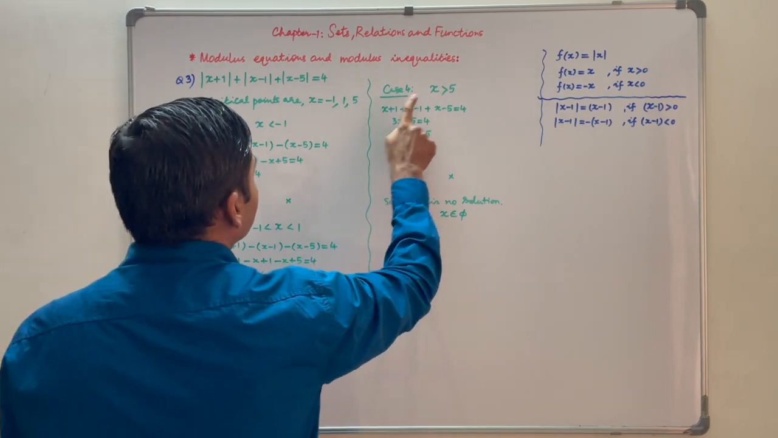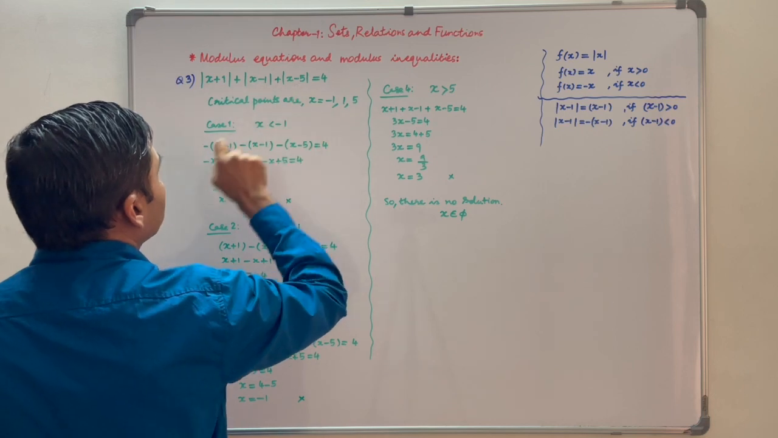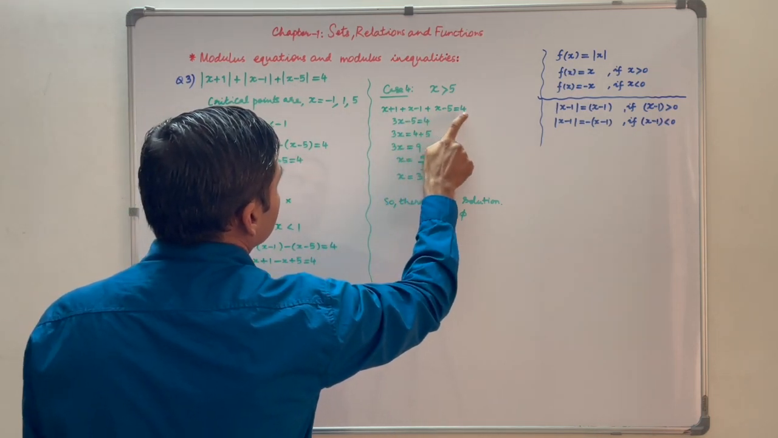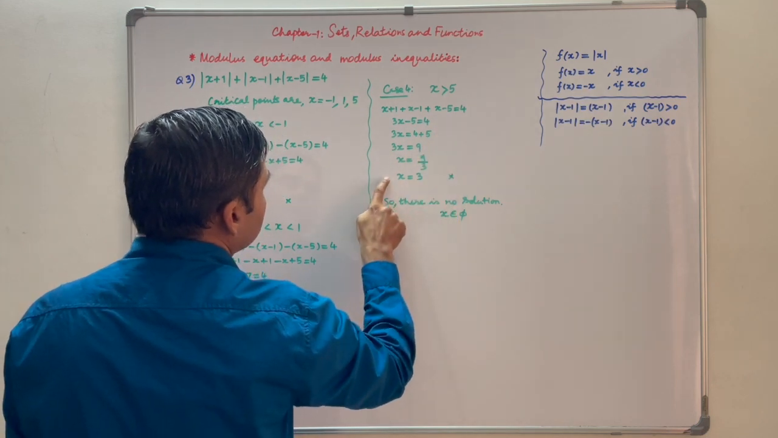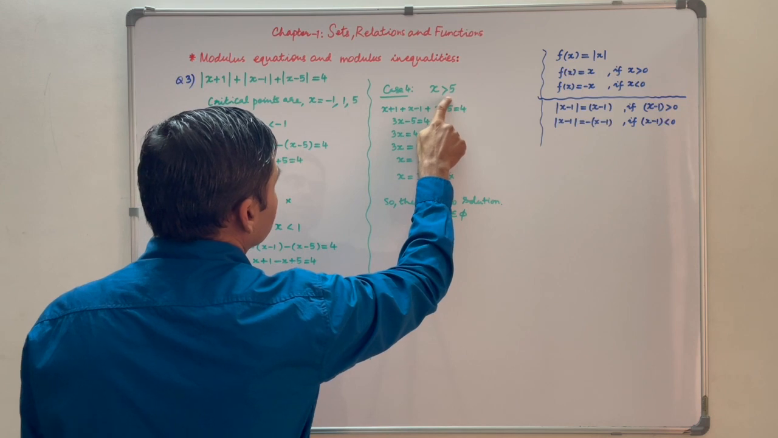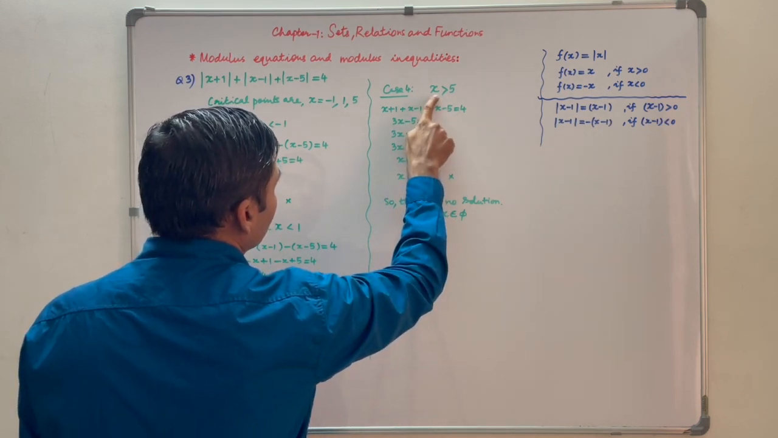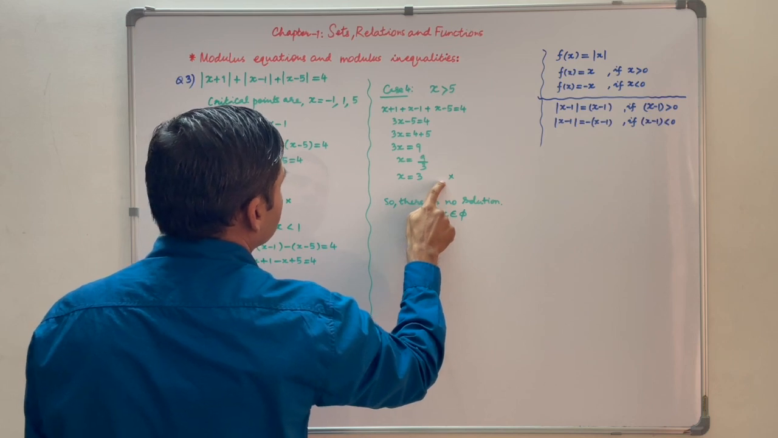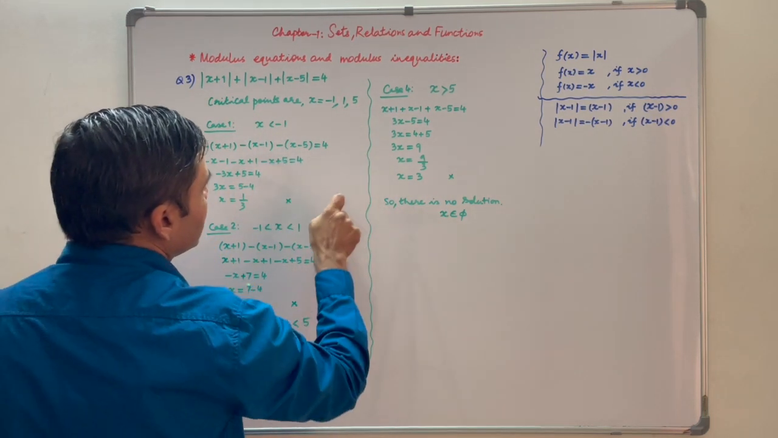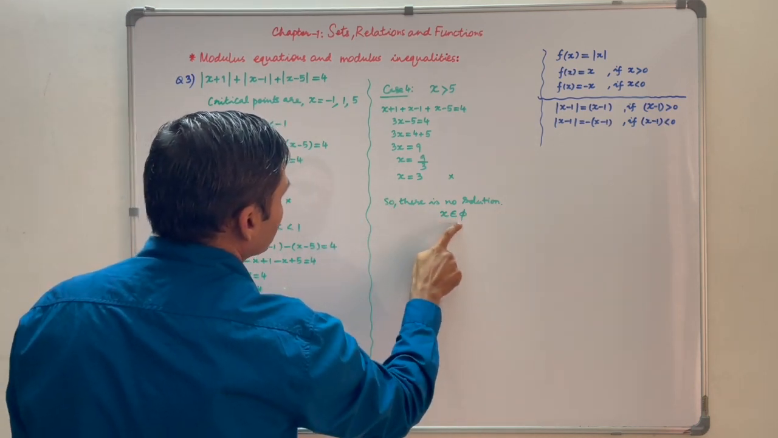Fourth case, when x is greater than 5. So all of them will be positive. So (x + 1) + (x − 1) + (x − 5) = 4. This gives x = 3. Let us check against this. So x = 3, whether x is greater than 5? No. So this also is not the solution. So we didn't find any solution in any case. So there is no solution. So x belongs to the empty set.